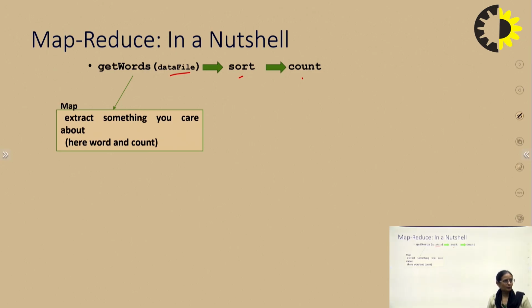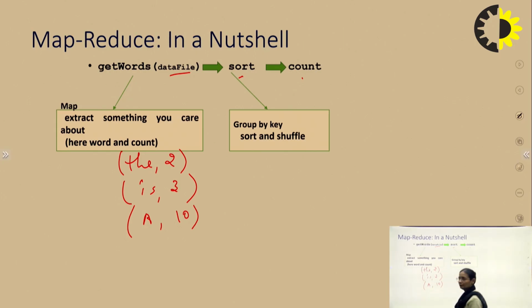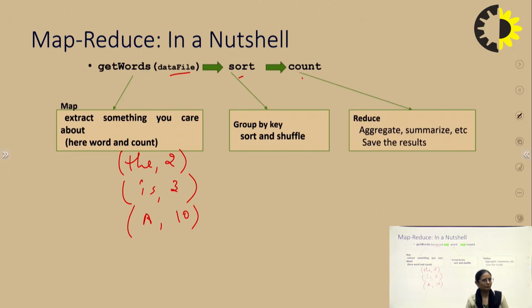So in the map, what we are doing is extracting something you care about, that is, here the word and count. Then group by key, that is sorting and shuffling. For example, "the" repeats 2 times, then we have "is", maybe it occurs 3 times, and maybe after it we have "a", which repeats 10 times. So here we do the sorting and shuffling on the key. After that, we reduce it: aggregate, summarize, and save the result. That is the counting part.